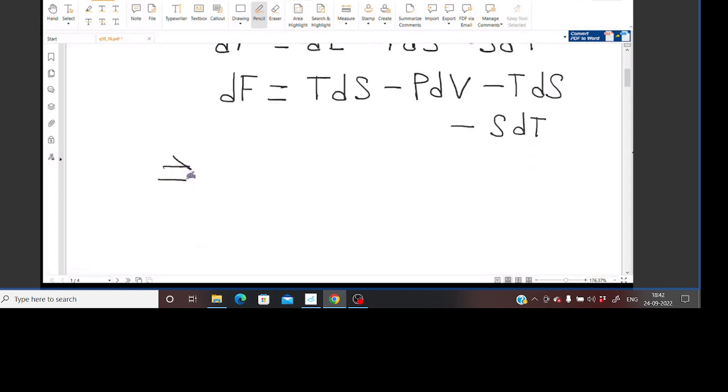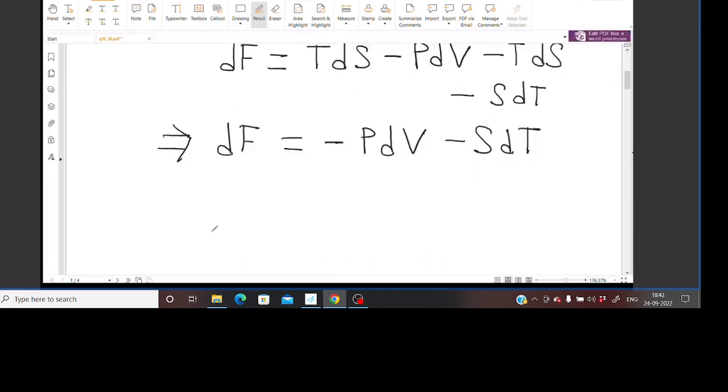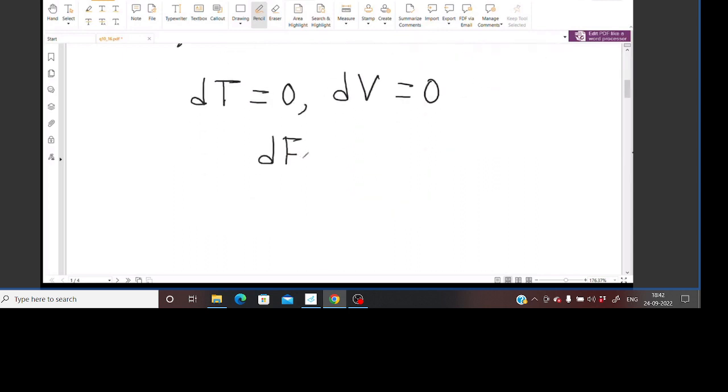So dF is equal to minus PdV minus SdT. At constant temperature, dT is equal to 0. At constant volume, dV is equal to 0. So at constant temperature and constant volume, dF is equal to 0. So at constant temperature and at constant volume, the Helmholtz free energy F is extremum.